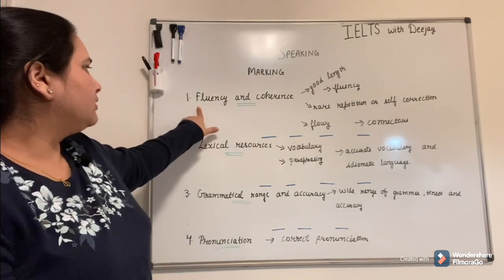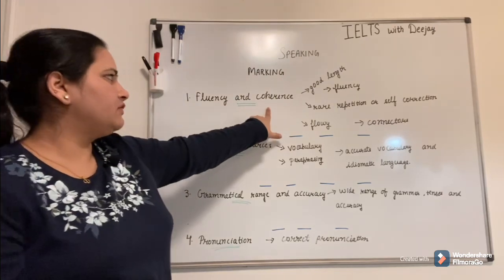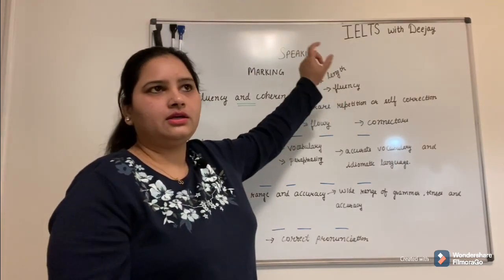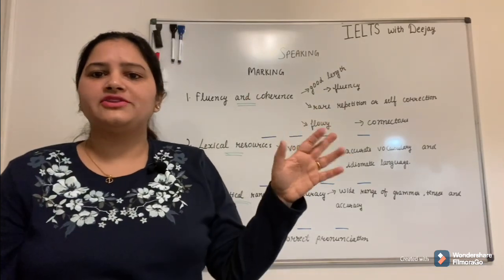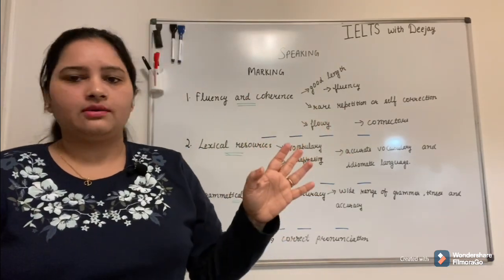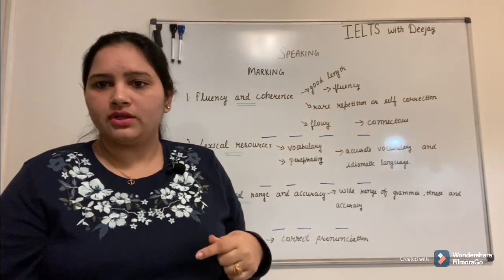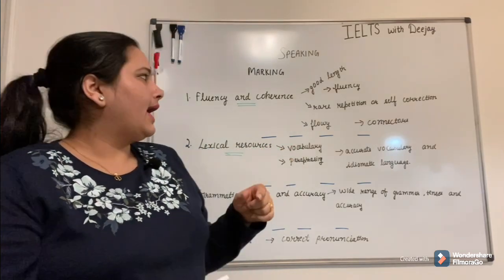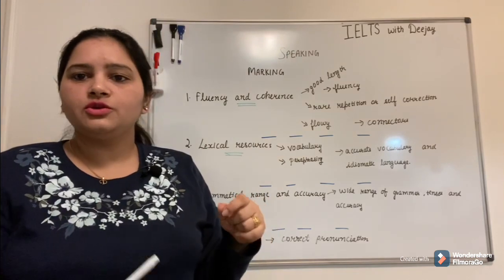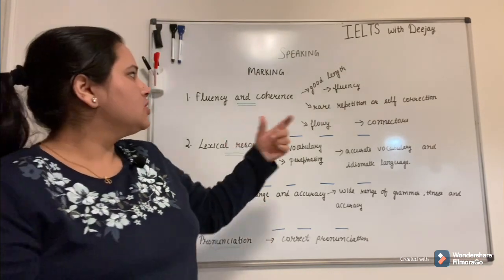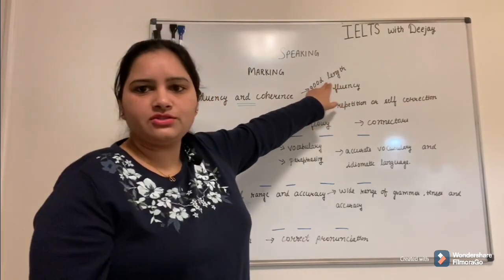In the first one, fluency and coherence, we have to speak to a good length. Whatever length, like in the introduction questions, the length has to be 2 to 3 sentences. That is fine. Then in the cue card, you have to speak for 2 minutes. That is a must. And in the follow-up questions, you must include 4 to 5 sentences in your answer. So this is giving good length to your answers.